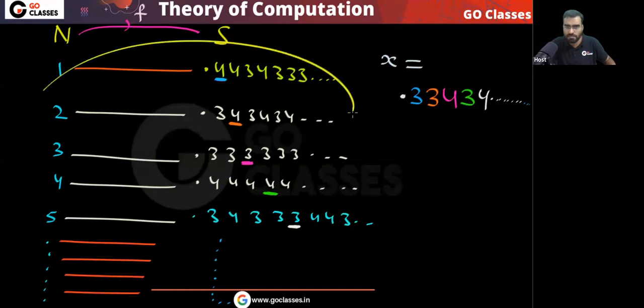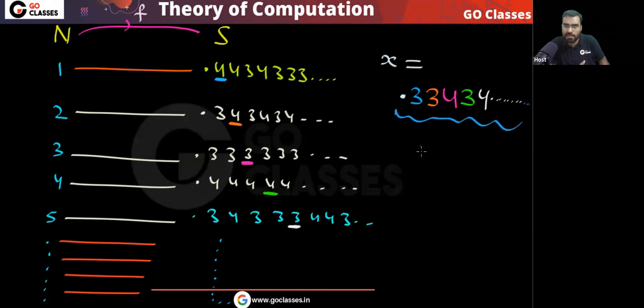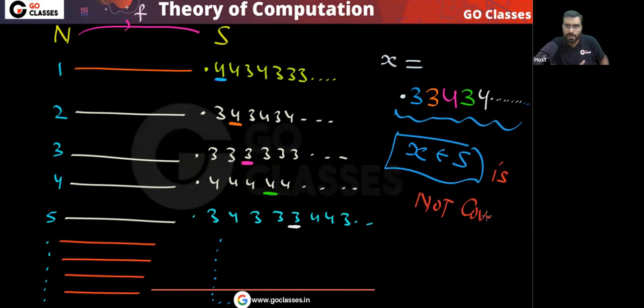Now, whatever bijection you create, what will I do? I will create some element of S which you did not cover. Yes or no? Whatever bijection you create, immediately I will create some element x which is not covered in F. So I can say that your bijection is not correct.